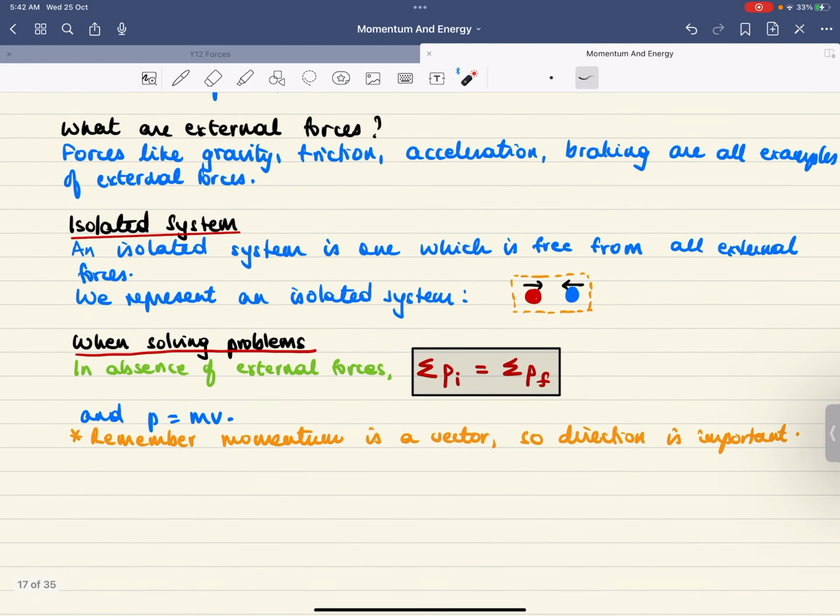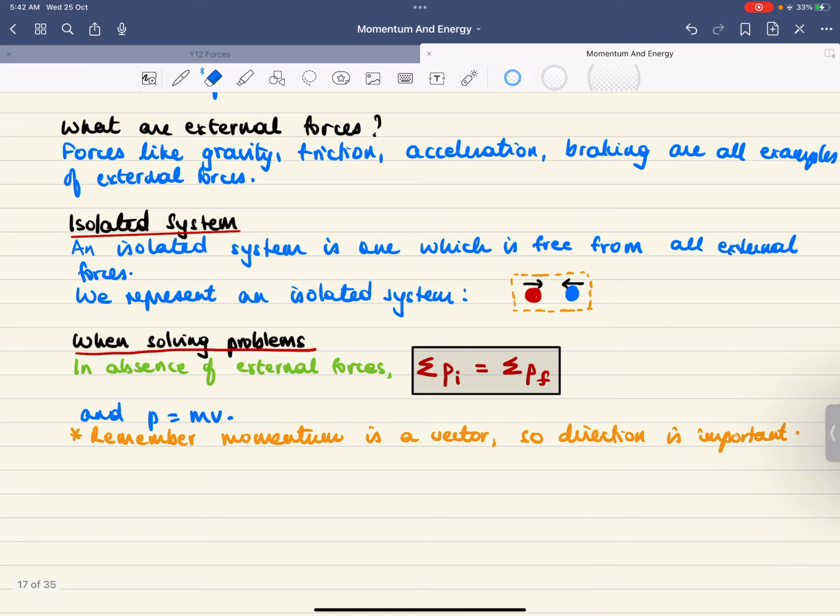When you solve problems, it is very important to make this statement: in the absence of external force, the total initial momentum is equal to the sum of the final momentum. This letter sigma is a Greek letter which means sum of, or the total. And how do you get the momentum? It's mass times velocity. And what do we have to keep in mind? That momentum is a vector, so we need to consider direction.